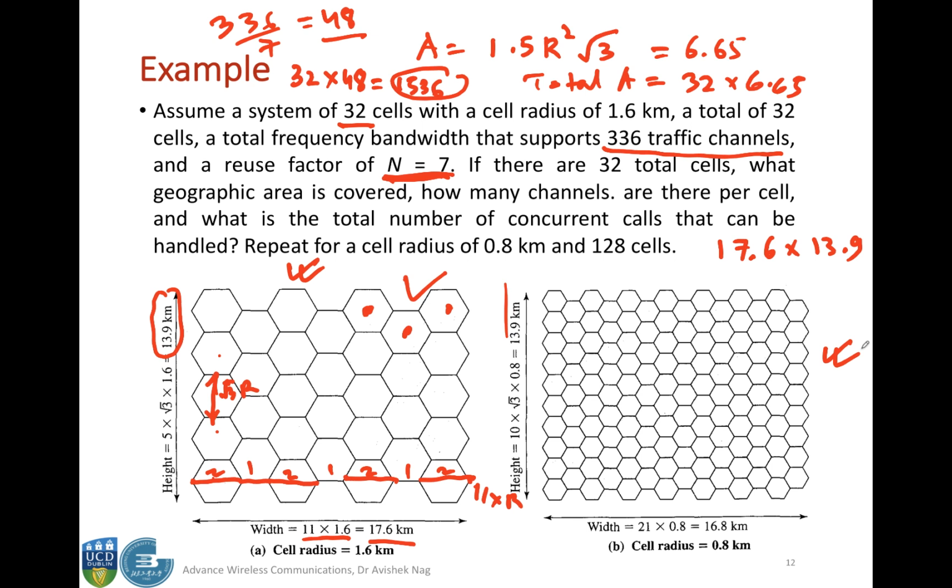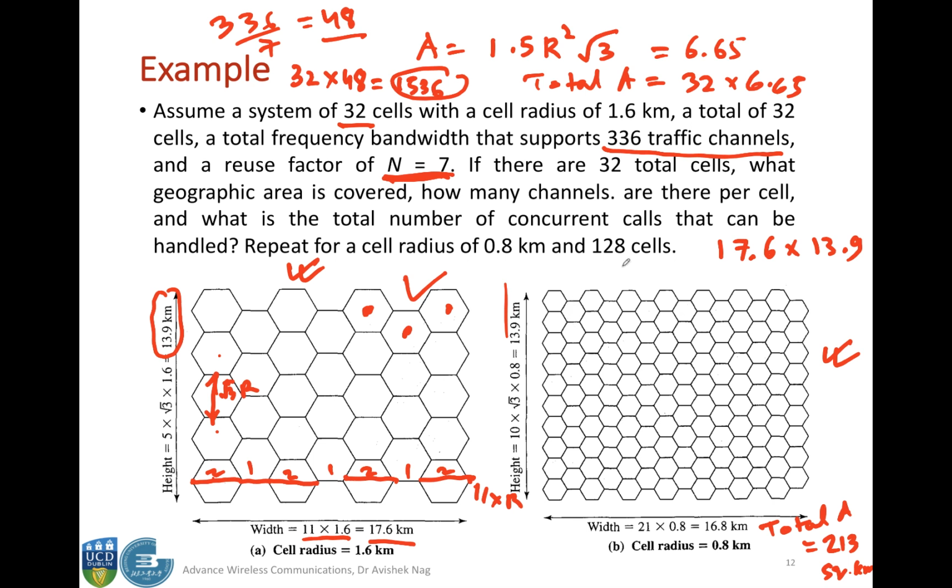Now if you repeat the same calculations for this layout, then you will get the total area. If you use the same logic and calculation, you will get the total area to be equal to 213 square kilometer. Okay, just check yourself, apply the numbers that are given for this particular layout.